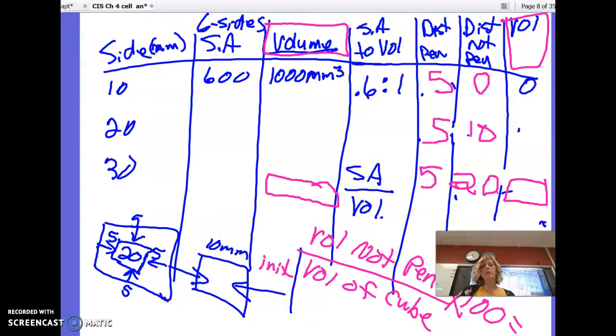And hopefully you can look at your data when you're all done and come up with some conclusions. They've had some of the questions like, how does the surface area to volume ratio and the percent of total volume not penetrated vary as the cube size increases? How small must a gelatin cube be, based on your results, for the solution to completely penetrate in 15 minutes? So answer those questions. And that should be it.